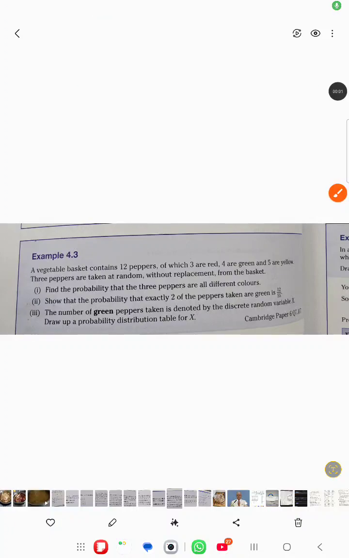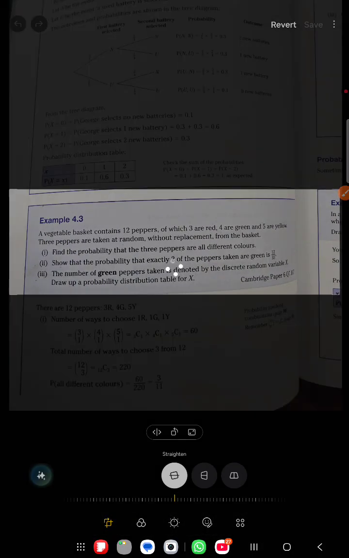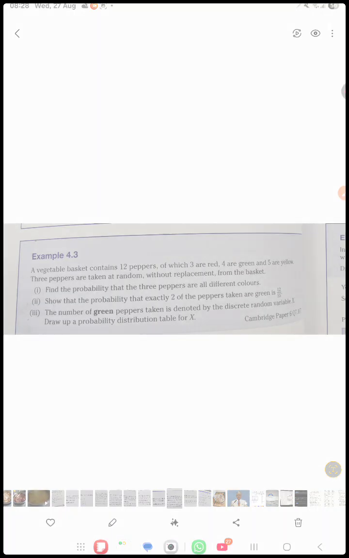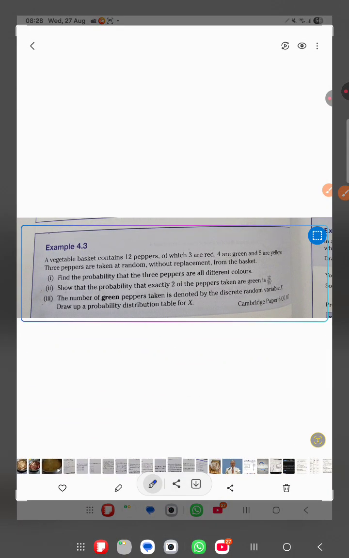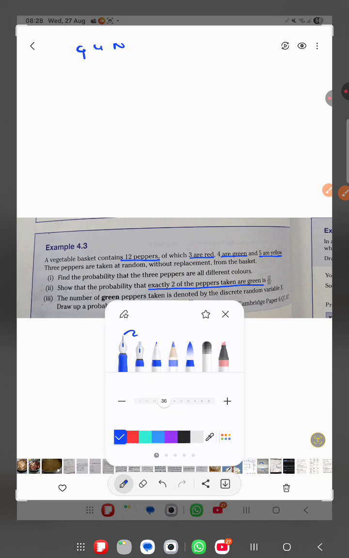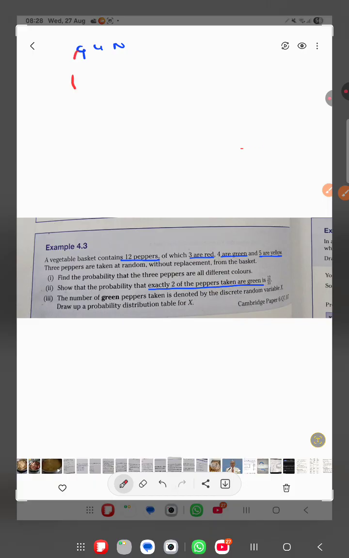Hey friends, just to help you recap very quickly on what we've been discussing. Remember, for example, if you were interested in the second question here, show that the probability that exactly 2 of the peppers taken are green. Remember, these were the circumstances: 12 peppers, 3 red, 4 green, and 5 yellow, right? So 2 are green. So you could have 2 greens and 1 non-green. Remember that? So what does that mean for us?